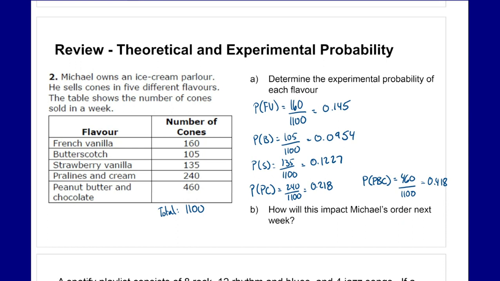Now B, how will this impact Michael's order next week? Well, if we look at the probability of selling a specific flavor, he may want to stock up on that flavor because there's a chance he's going to sell more of that one. He's probably going to order more peanut butter and chocolate because there's a higher chance of selling those compared to, say, butterscotch, where there's only around a 9.5% chance that he would sell an ice cream cone of that flavor. You can use that probability to determine which flavors he should order, which ones he should not, and maybe which ones he should change.